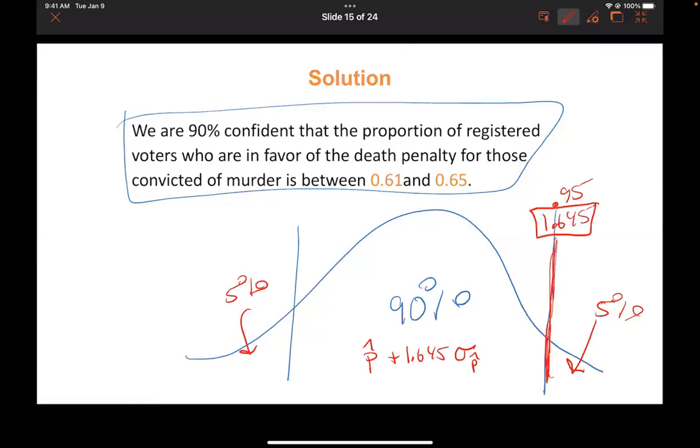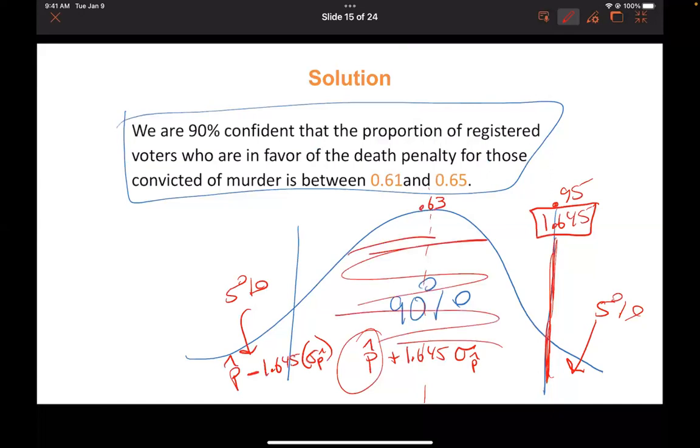Once I added that to my p-hat, which is here, I then did the same thing, but I took my p-hat and subtracted the 1.645 times the standard deviation to get the bottom one. So all we're doing is calculating that interval. And then my population proportion should be somewhere in here, but I don't know where, but it's somewhere in between those two values. Okay, we're going to do another one. We'll get you there.